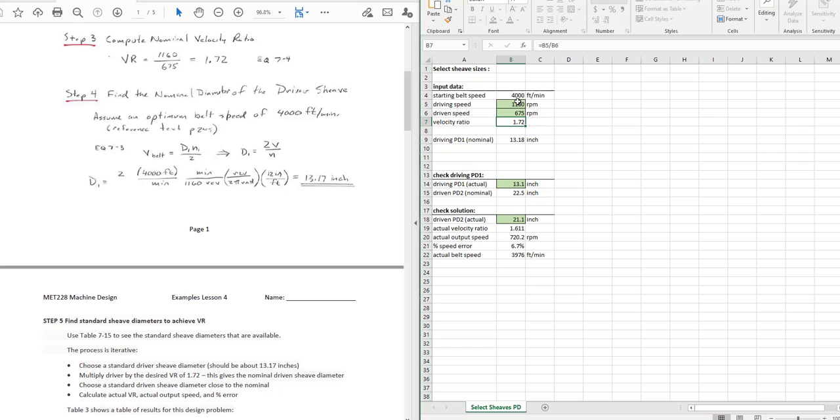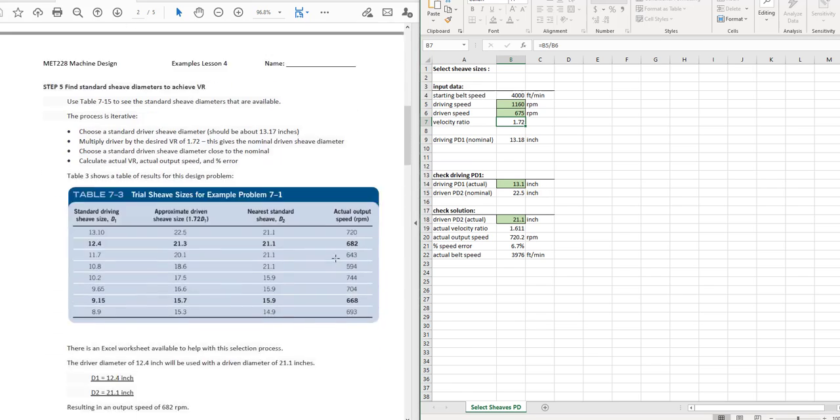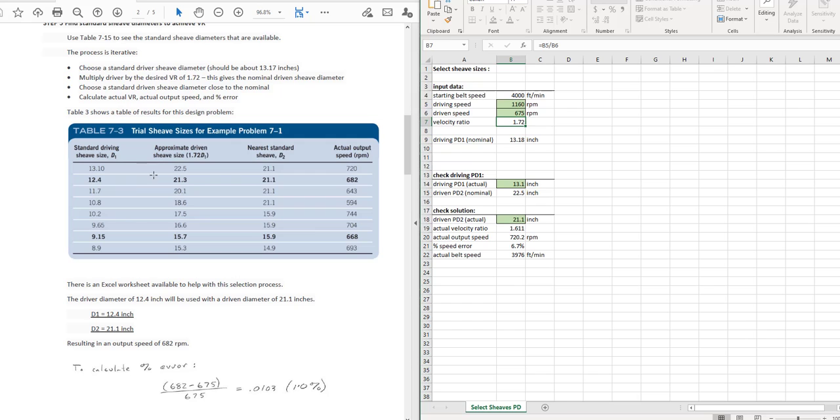Okay, so what happens is we found our nominal driving sheave pitch diameter is 13.18. So now I'm going to do some trial and error. I can actually follow what's in this table here. When I choose 13.1, for instance, it gives me a driven pitch diameter of roughly 22. So when we look at 22, the next closest one is this 21.1.